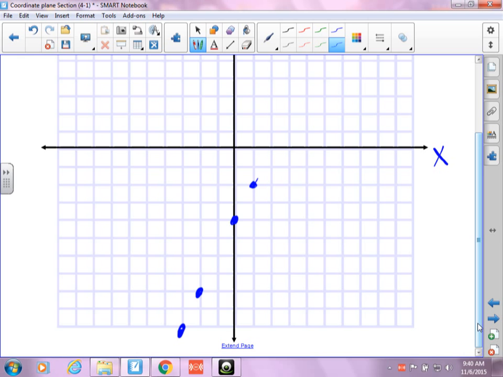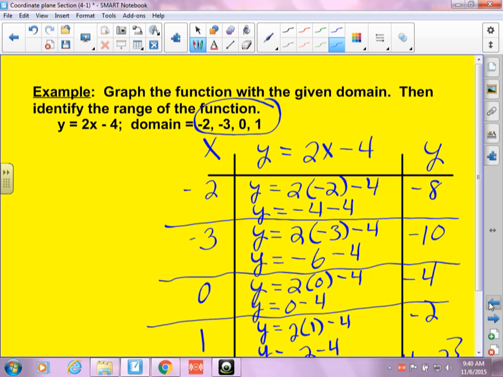A lot of kids see that and they get fidgety. They're like, oh my gosh, I gotta connect those dots. Well, science has taught you that. Yeah. Well, it kind of depends on the information they gave you. Now, do you see how they gave you the domain? And they gave you -2, -3, 0, and 1. So what they're doing is they're saying, I need you to look just at that place. I don't care about anything else around it. I didn't choose those numbers. They gave them to me. So when they give you the domain like this, you don't connect the dots.